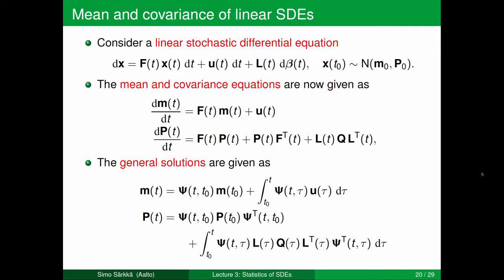And we can even solve these equations, and the general solutions have this form. So m of t is equal to the transition matrix times m of t0 plus the integral of the transition matrix times u. And this is also the solution that we already have seen before. The covariance solution is P of t equal to the transition matrix times P at t0 times the transition matrix transpose, plus an integral involving the transition matrix, L Q L transpose, and the transpose of the transition matrix.